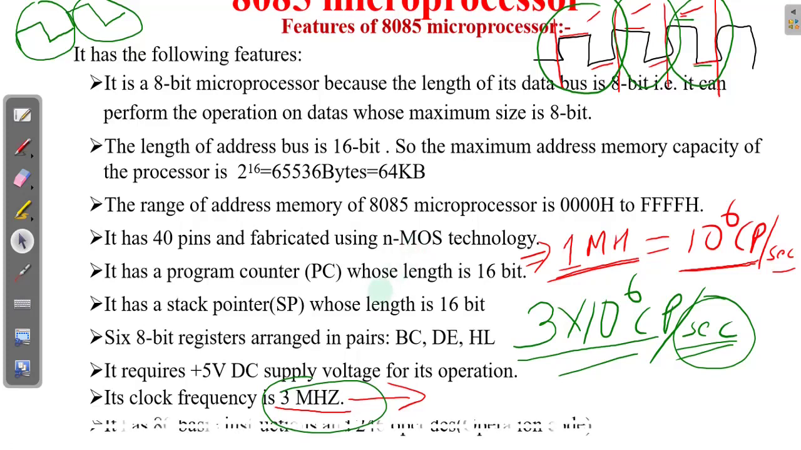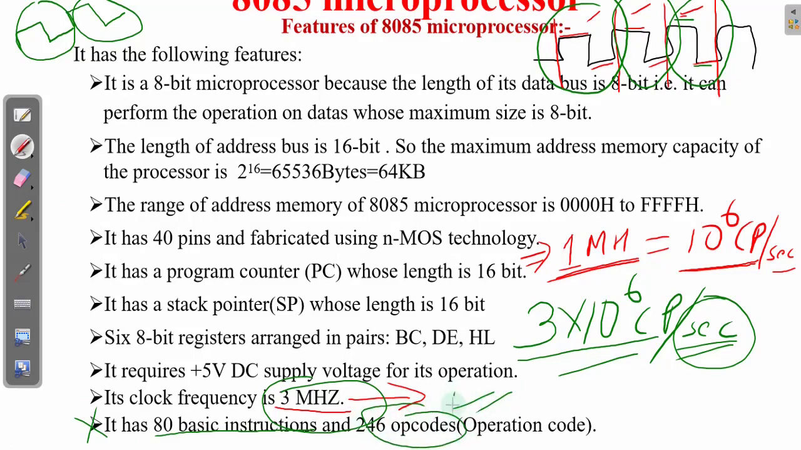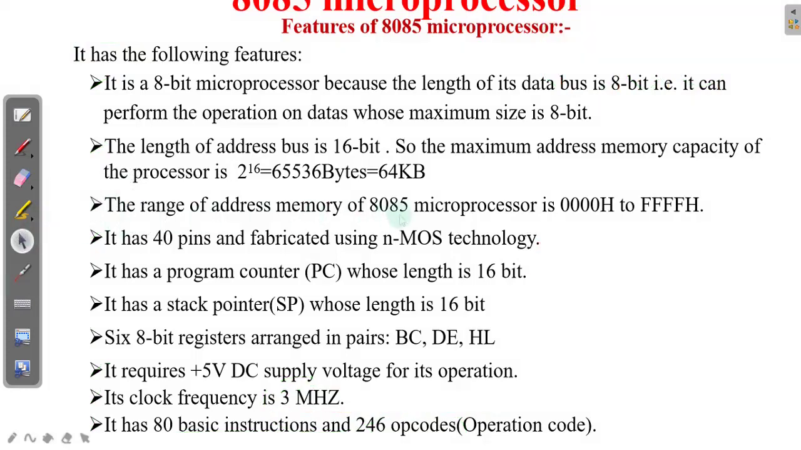Okay, let's move forward. The last feature, just keep in mind, is that there are 80 basic instructions and 246 opcodes. This we will discuss later on. So I hope now everyone knows the points where I am making a tick mark, and the points where I am making a cross mark are the ones you do not know. Am I correct or not? Just confirm yes or no. Okay, I'll move forward now. Next slide.